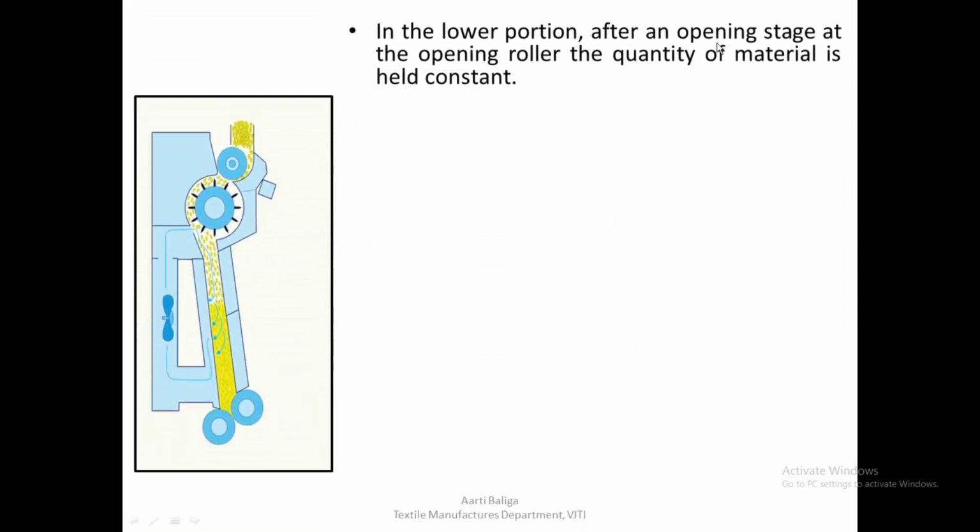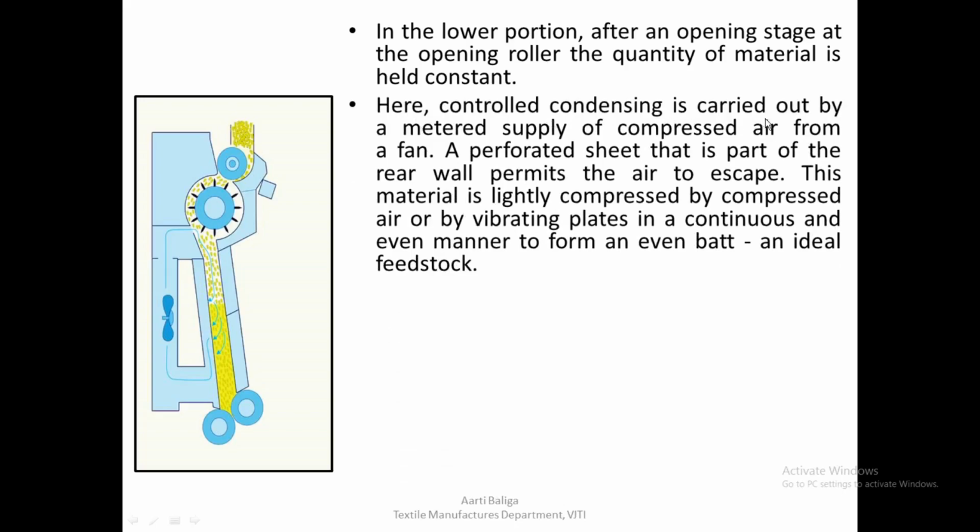Coming to the lower portion, after an opening stage at the opening roller, the quantity of material is held constant. Here, controlled condensing is carried out by a metered supply of compressed air from the fan. So there is a fan which will try to condense whatever material is there by circulating air here and sucking it out through this perforated sheet at the back. A perforated sheet that is a part of the rear wall permits the air to escape. This material is lightly compressed by compressed air or by vibrating plates in a continuous and even manner to form an even bat or sheet, which is an ideal feedstock for the card.